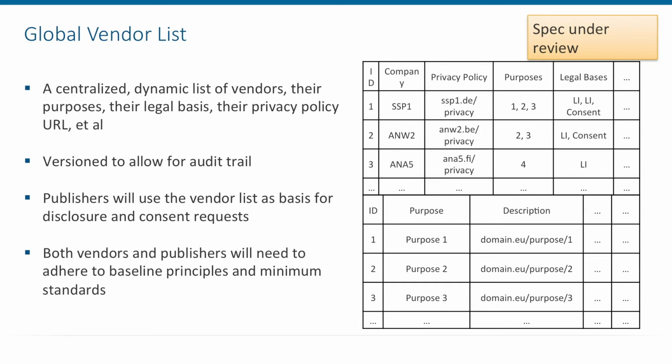It's versioned to allow for an audit trail. And publishers will use this list as a basis for their disclosure and consent requests. Now, that's not to say that they have to request on behalf of all of the vendors on the list, but they will use this list as the master for which vendors to pick from. In order to be part of this list, both vendors and publishers will need to adhere to a set of baseline principles and minimum standards. So that's pretty important for the downstream considerations.